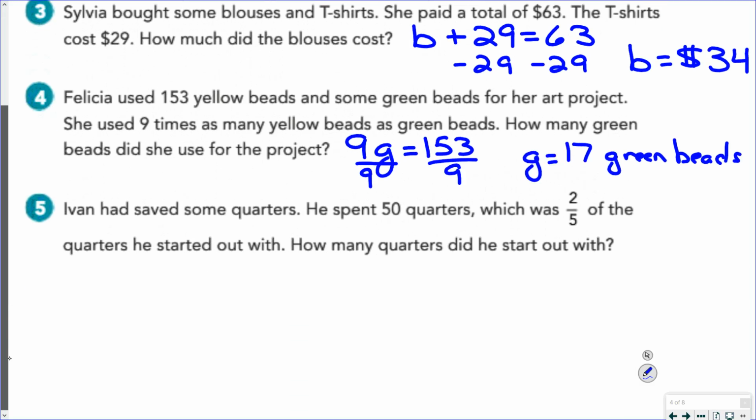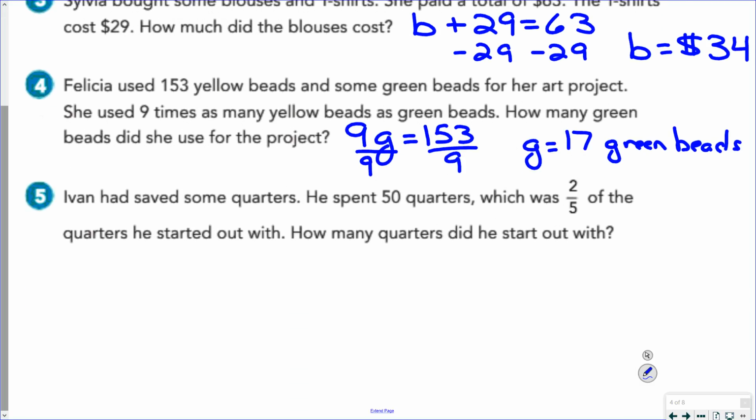And finally, number 5. Ivan had saved some quarters. He spent 50 quarters, which was 2/5 of the quarters he started out with. How many quarters did he start out with? Well, we're going to say that he started out with Q quarters. And on this one, you might get tricked by the wording because it does say he spent 50 quarters, and that oftentimes leads you to think that you need to do some subtraction. But in this case, you want to go past that. And it says which was 2/5 of the quarters you started out with.